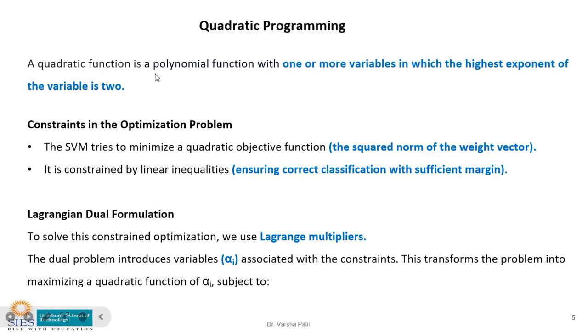A quadratic function is a polynomial function with one or more variables in which the highest exponent of the variable is 2. Constraint in optimization problem. The SVM tries to minimize a quadratic objective function, that is nothing but the square norm of the weight vector, and it is constrained by linear inequalities, that is correct classification with sufficient margin.